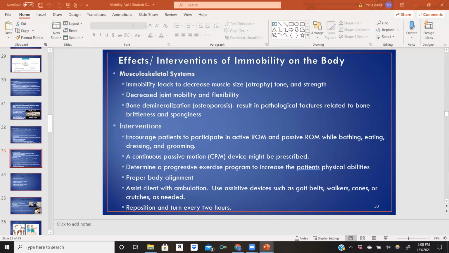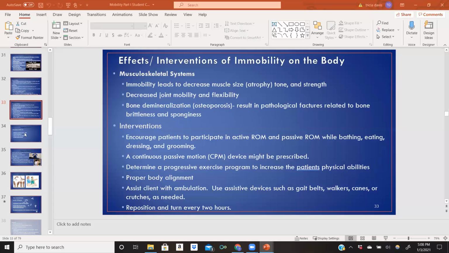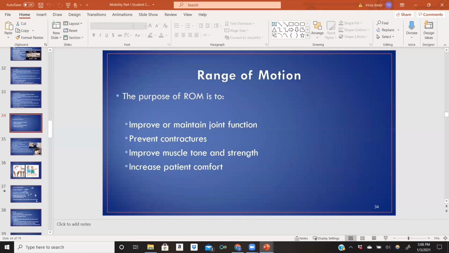Make sure their body is properly aligned, make sure they're sitting up in bed. You can put the bed in the chair position. You can get them to the chair. You can assist the client with ambulating, use assistive devices such as gait belts, walkers, or canes and crutches as much as needed, but you can get them out of bed. And then you want to reposition and turn them every 2 hours. That's very, very important. You want to prevent those bed sores from forming.